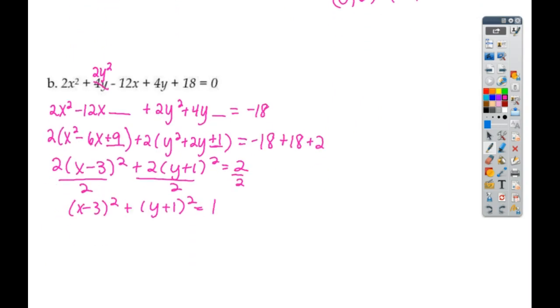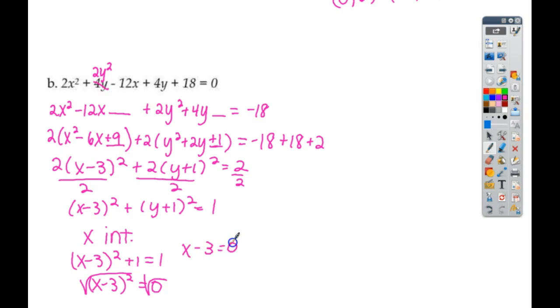So if we're going to do the same thing, if I'm going to find the x-intercept, I'm going to make the y 0. So if I subtract the 1, I get 0. And if I take the square root, I get x minus 3 equals 0. Plus or minus? It's not, because this is 0. Oh. I'm like, wait. Stop.